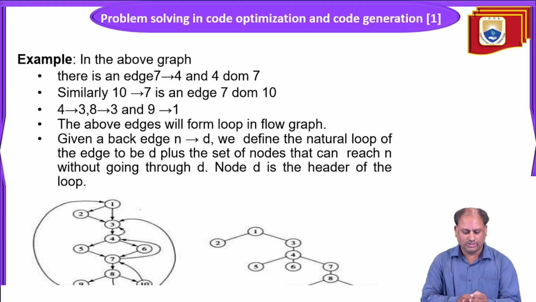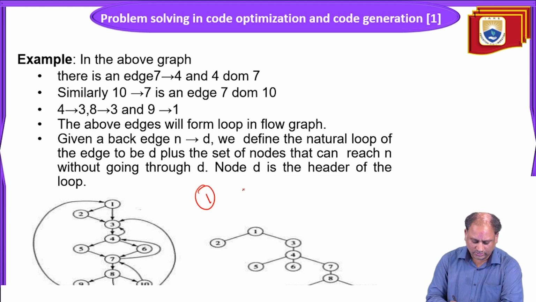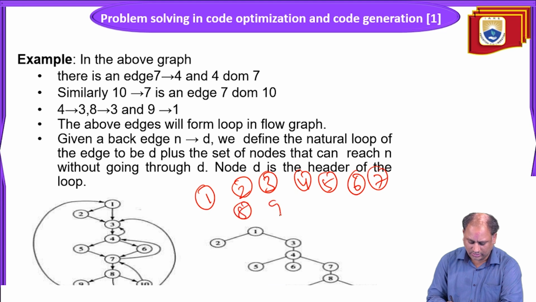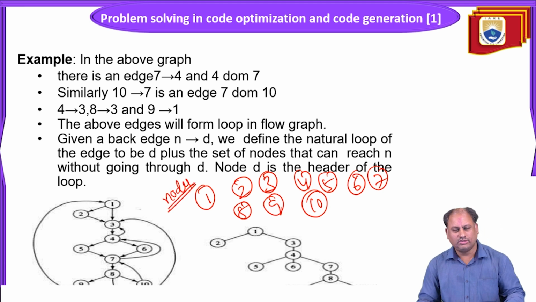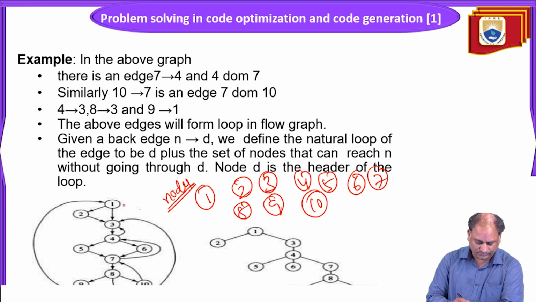In this given graph, the edges are to be considered. The nodes are 1, 2, 3, 4, 5, 6, 7, 8, 9. In this example, the graph consists of nodes and edges. So here, let us see the nodes and edges.